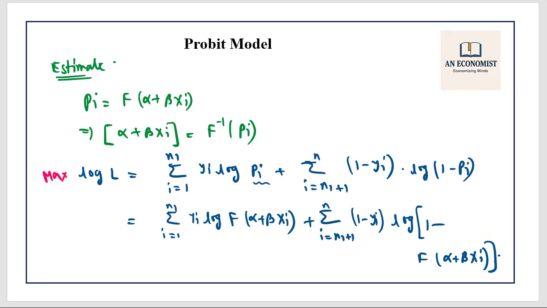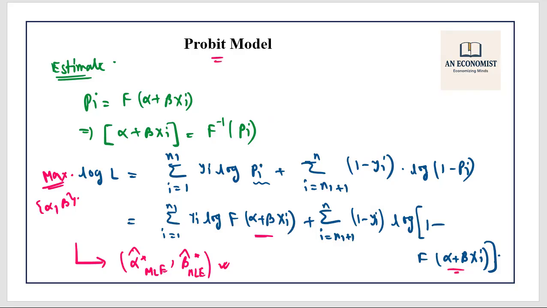Again, you have to simply maximize this with respect to alpha and beta. You have alpha, beta here, alpha, beta here. So alpha and beta are the only two parameters. You will maximize this with respect to alpha, beta, and then you will again get alpha star MLE and beta star MLE, right? So this is the process in which you can estimate the Probit model. So I hope you got the process.